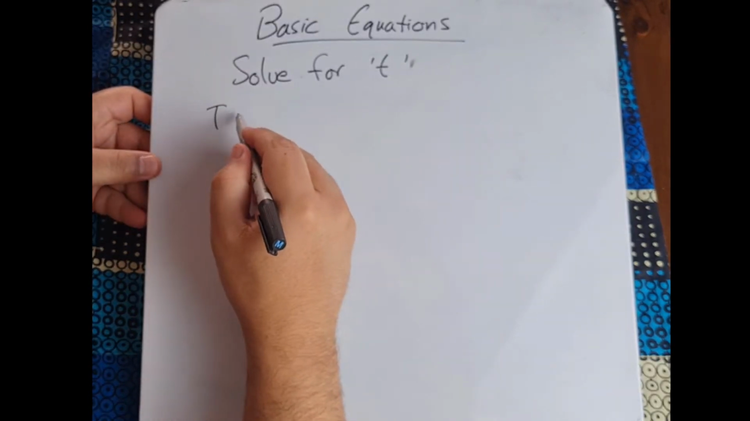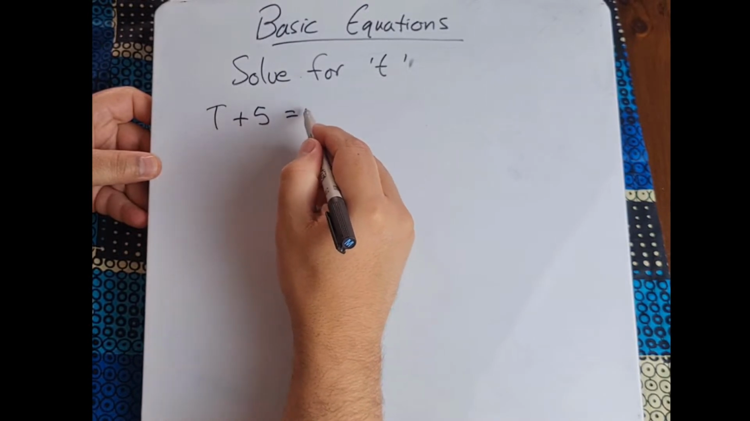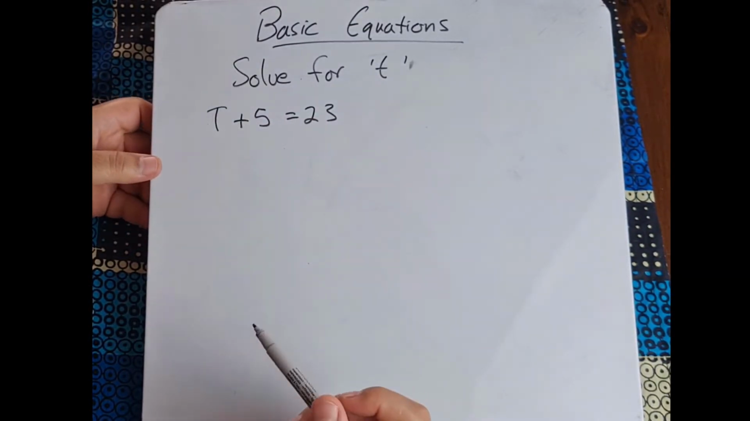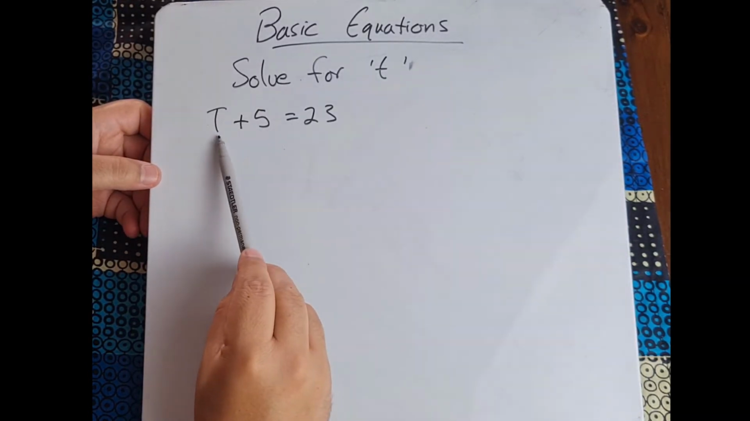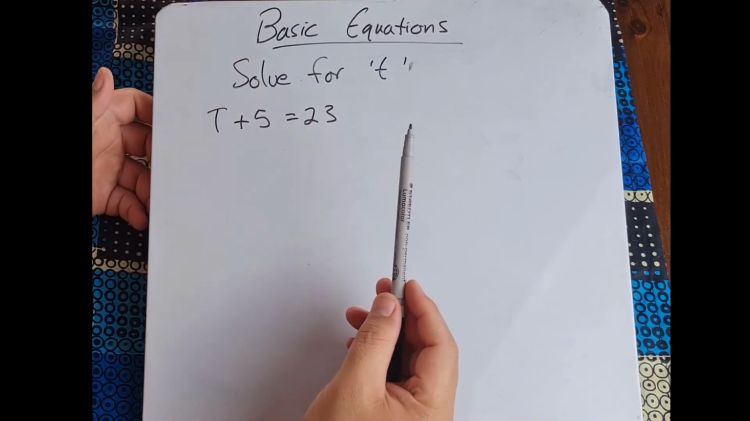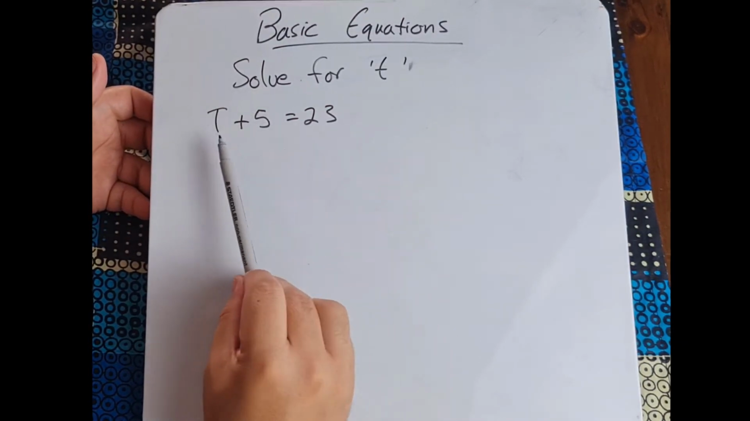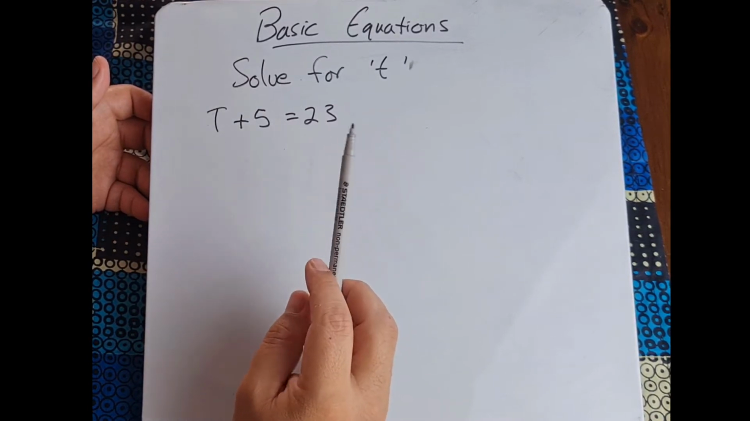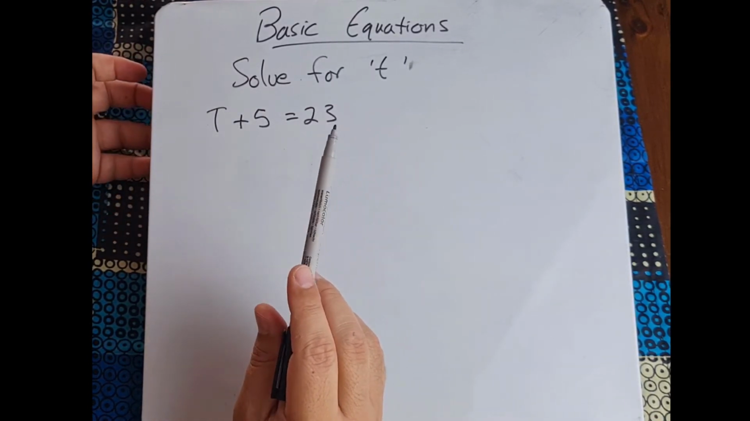Let's look at this one. t plus 5 equals 23. So how do we do that? Because at the end of the day, we want to get t. We want to find out what t is. Now, if we just look at the surface and do some mental maths, this is basically saying, well, what plus 5 is going to equal 23. Okay, and you can already work that out in your mind.